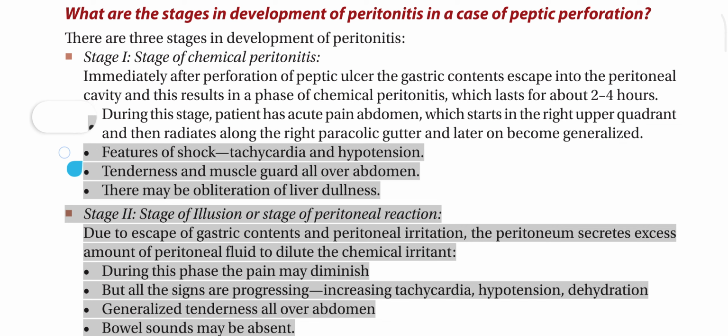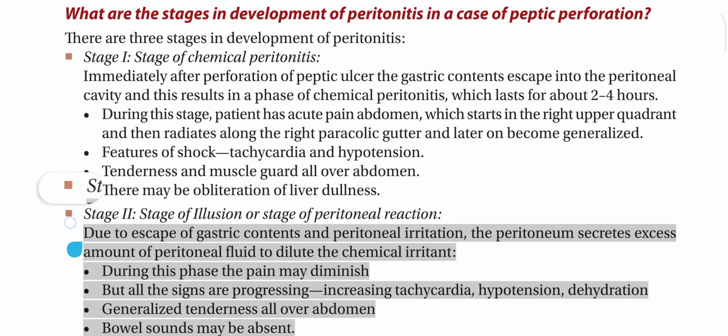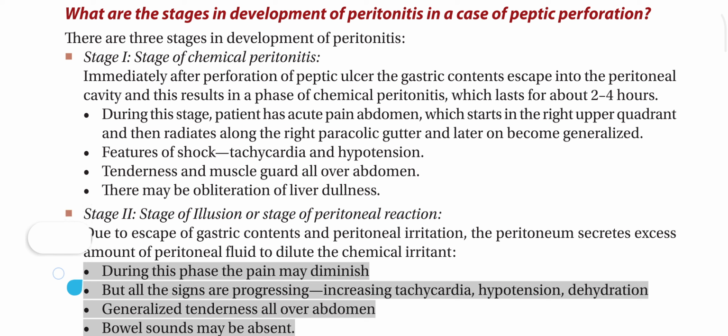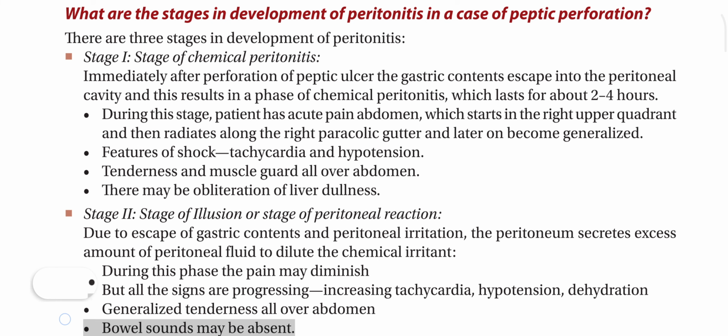Features of shock, tachycardia and hypotension. Tenderness and muscle guard all over abdomen. There may be obliteration of liver dullness. Stage 2, stage of exudation or stage of peritoneal reaction. Due to escape of gastric contents and peritoneal irritation, the peritoneum secretes excess amount of peritoneal fluid to dilute the chemical irritant. During this phase the pain may diminish, but all the signs are progressing: increasing tachycardia, hypotension, dehydration, generalized tenderness all over abdomen, bowel sounds may be absent.